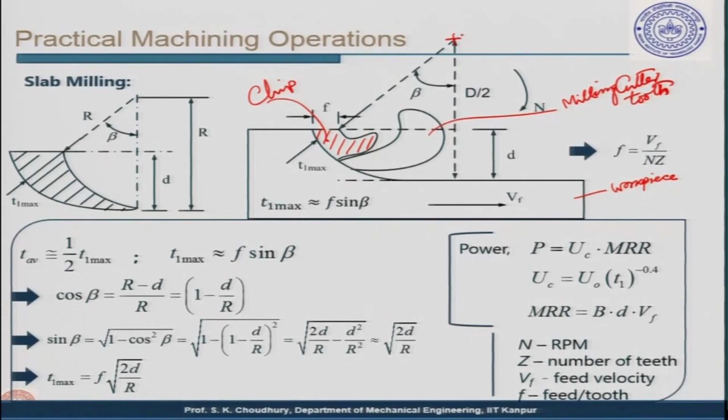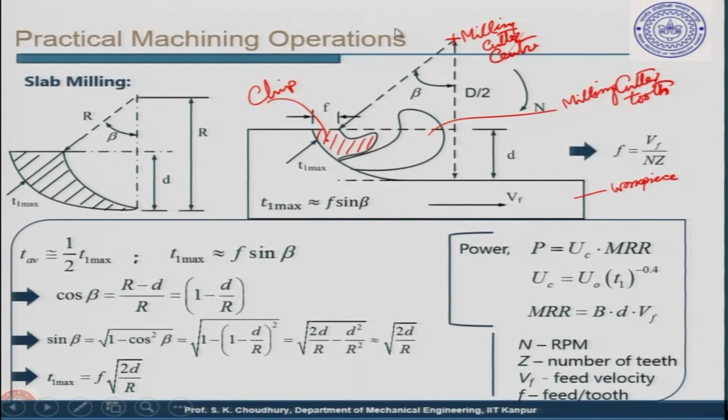This is the milling cutter center, around which the axis is rotating. Other parameters: this is the RPM N at which the milling cutter rotates. This is the workpiece, which is given the feed velocity, and Vf is the feed velocity.